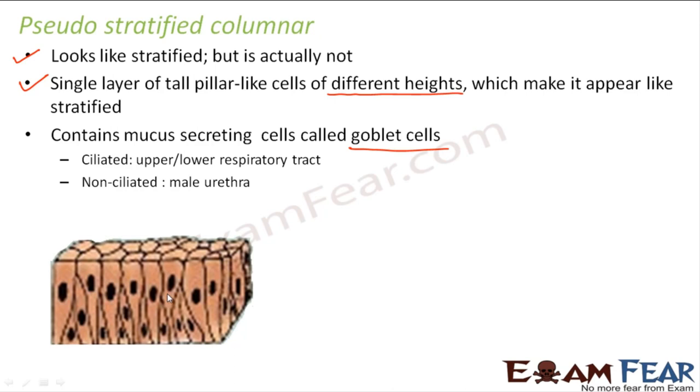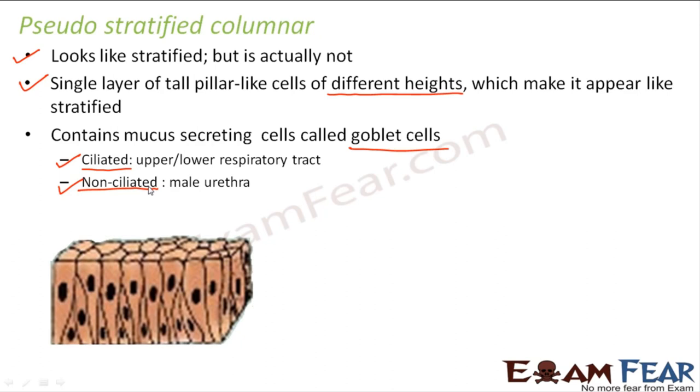We just now talked about mucus. It is a fluid-like slippery substance. So the goblet cells which secrete this mucus are present in the pseudostratified columnar epithelium. Now there are two types of pseudostratified columnar epithelium. One is ciliated and the other one is non-ciliated. Ciliated means it has cilia, that is, the hair-like structures which I was talking about.